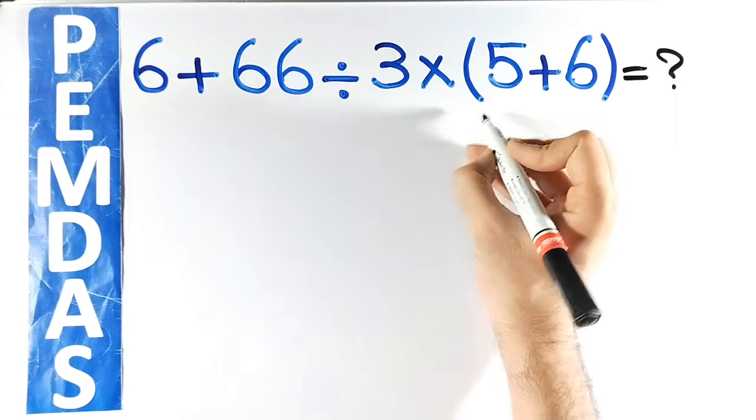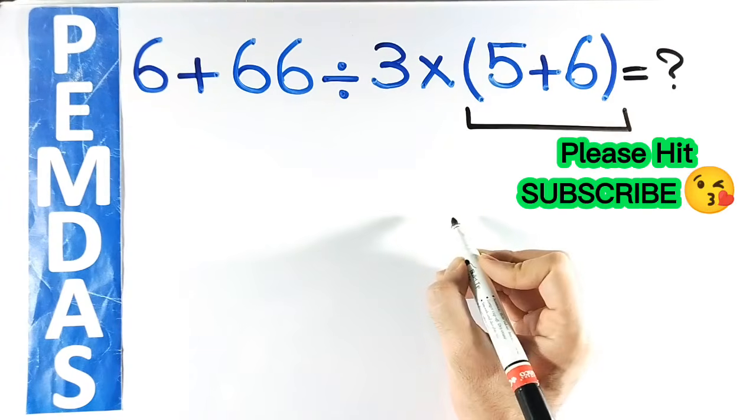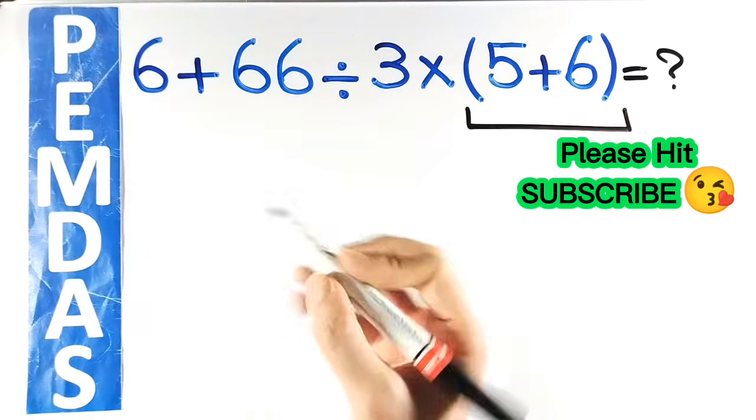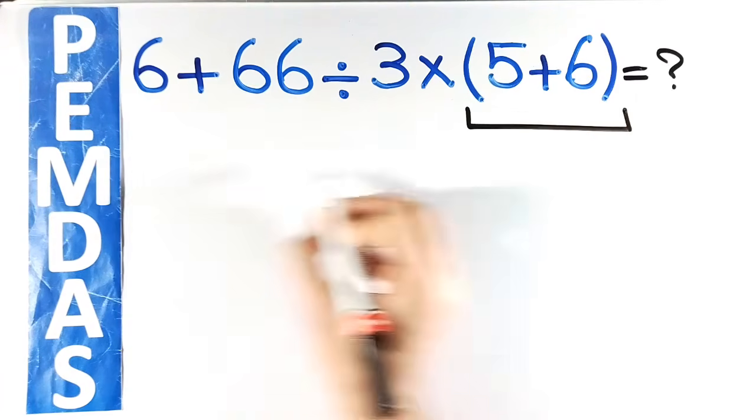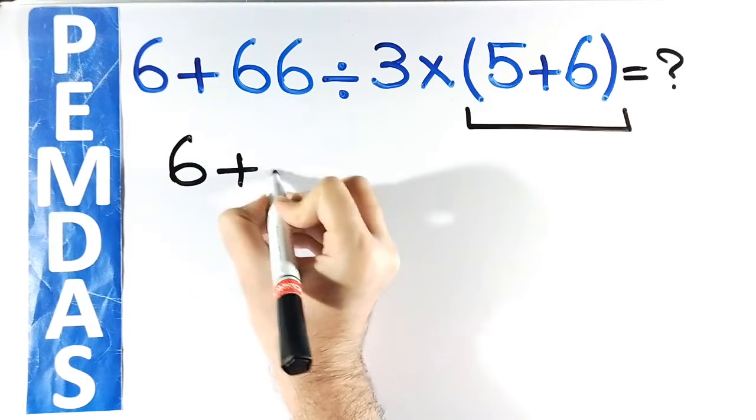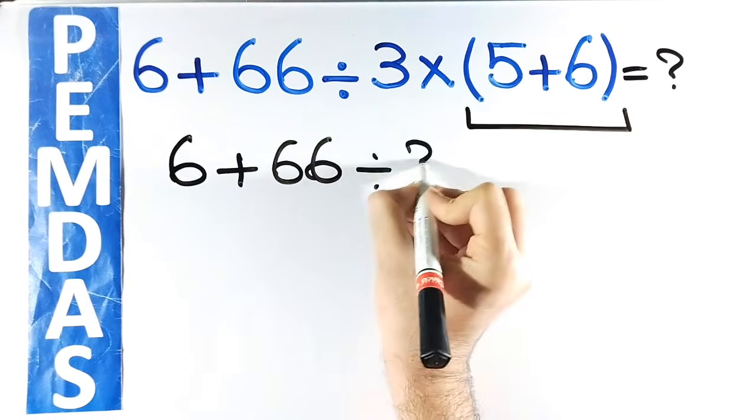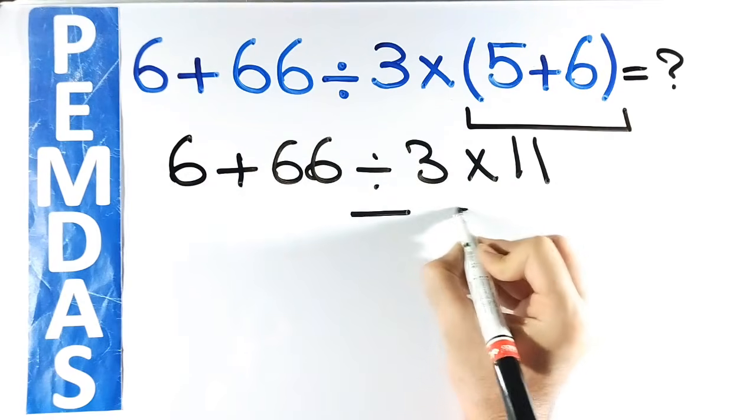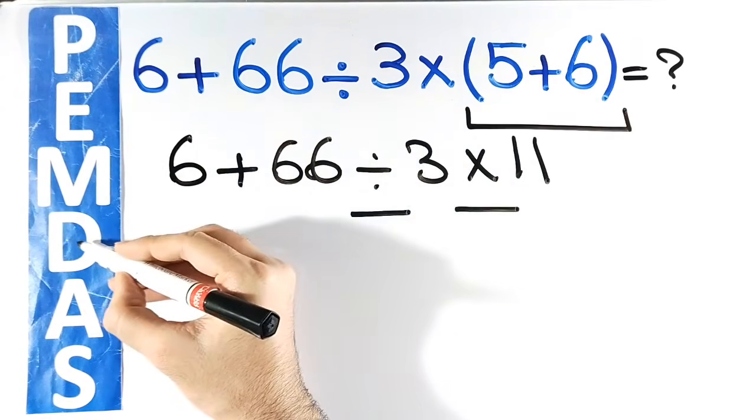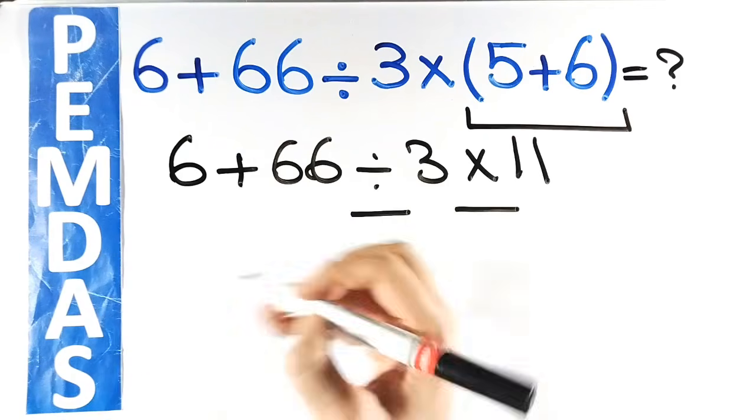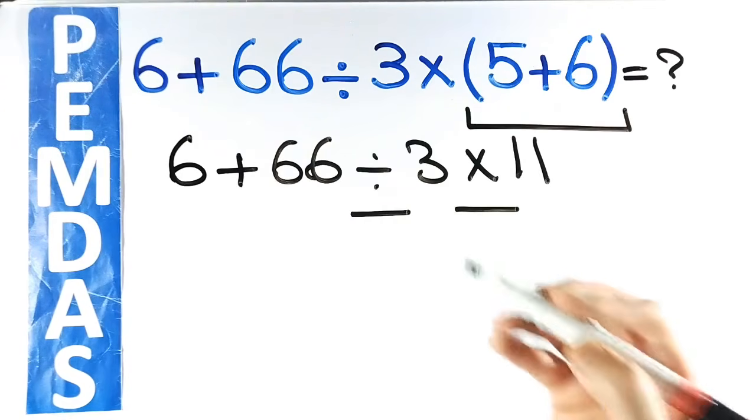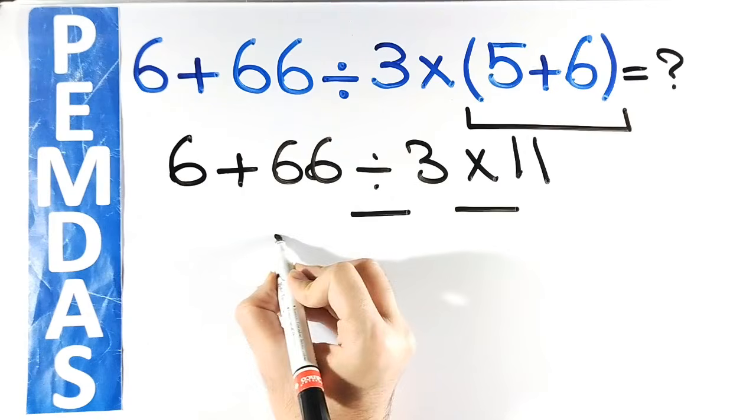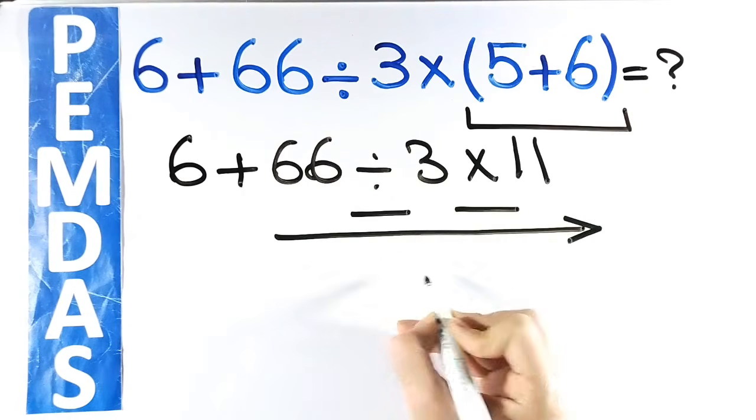According to the PEMDAS rule, first we go for the expression inside the parentheses because P, or parentheses, have the highest priority over the other operations. So, instead of this expression, we can write 6 plus 66 divided by 3 multiplied by 11. And the next step, we move on to the division and multiplication because multiplication and division have a higher priority than addition. However, we must pay close attention that multiplication and division have equal precedence and we must perform these two operations from left to right.